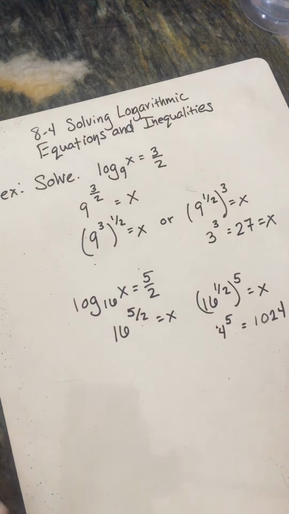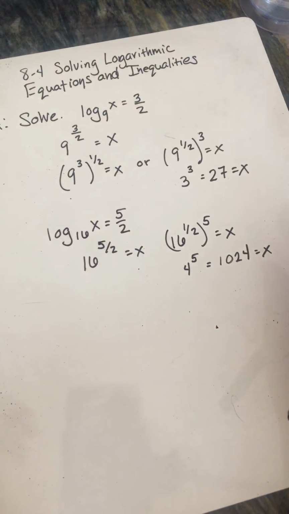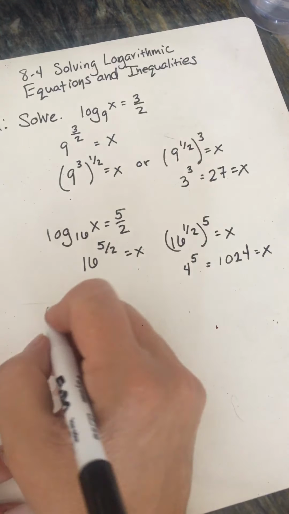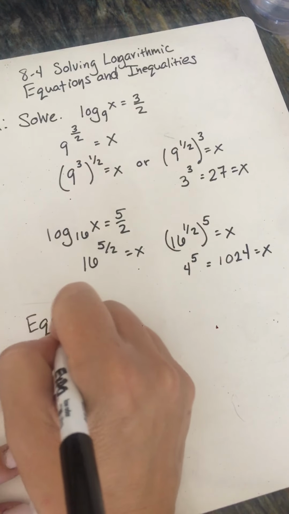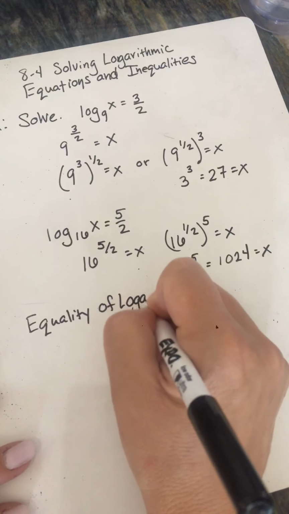All right. So that's if you have a log on one side of the equation. What if you have a log on both sides? So we need to talk about the property of equality for logarithms.